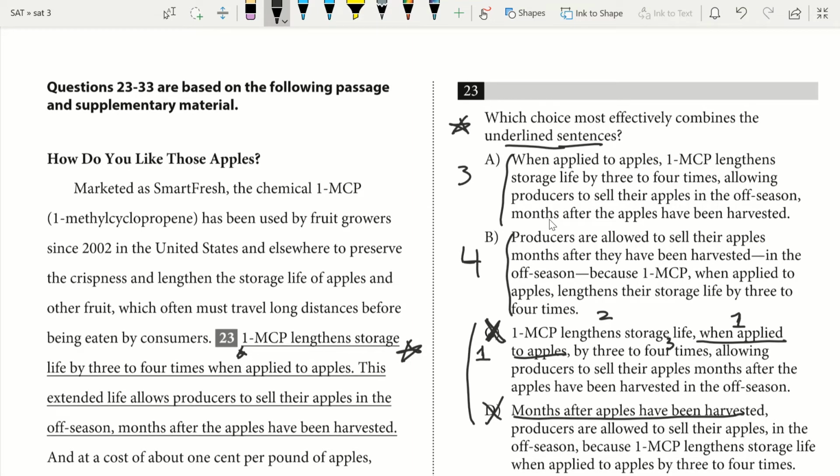We have when applied to apples, 1-MCP lengthens storage life by 3 to 4 times, allowing producers to sell their apples in the off-season months after the apples have been harvested. Well, we're starting with when applied to apples, which is our first thing in our sequence of events. Then we are lengthening storage life by 3 to 4 times, so we're progressing logically across our timeline. Then we're allowing producers to sell their apples in the off-season, and then we're including that's months after the apples have been harvested. So we follow our timeline, it flows logically, and it's grammatically correct, so A will be our answer.